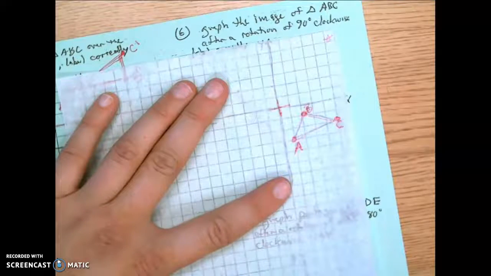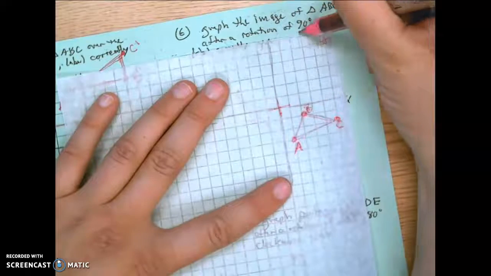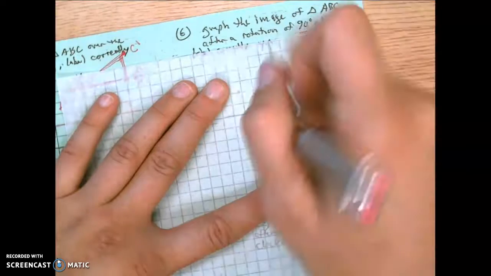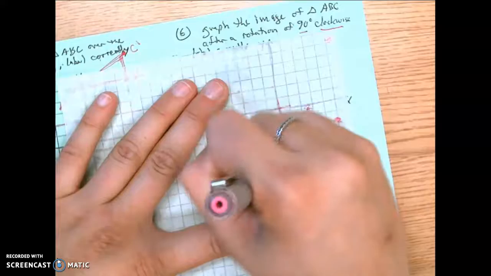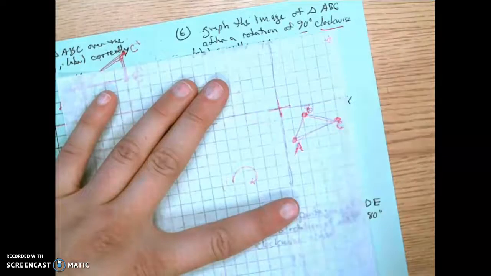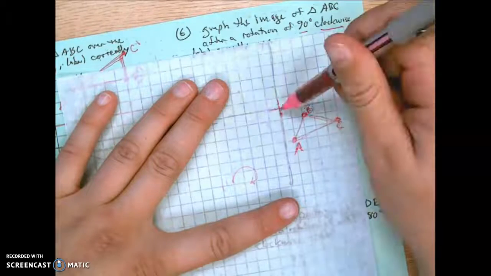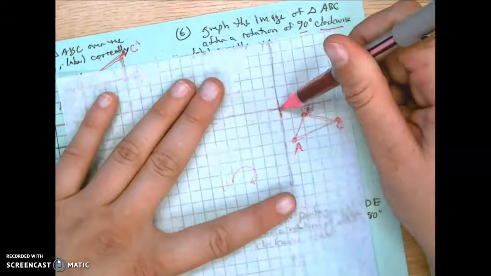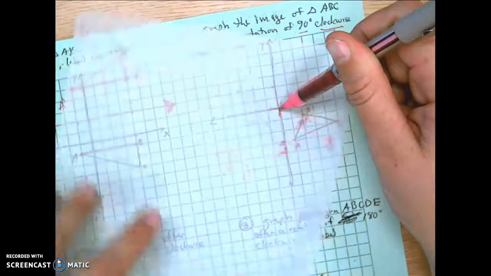Okay, now it wants me to rotate 90 degrees clockwise. So clock goes like this. Oops, you can't see what I'm saying. It goes like this. I'm 90 degrees in that direction. So I put my pencil on the axis and I'm going 90 degrees. So that's just a 1/4 turn.